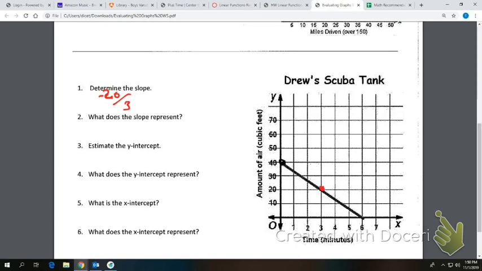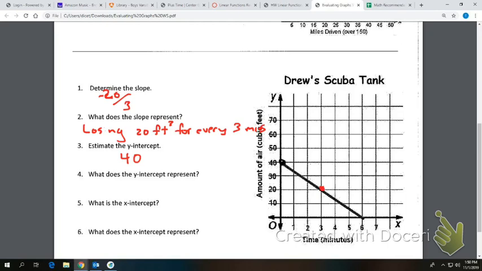You're losing 20 cubic feet for every 3 minutes. What's that mean? Oh, I love it. His scuba tank starts with 40 cubic feet of air. It starts with 40 cubic feet of air. That makes sense, doesn't it?